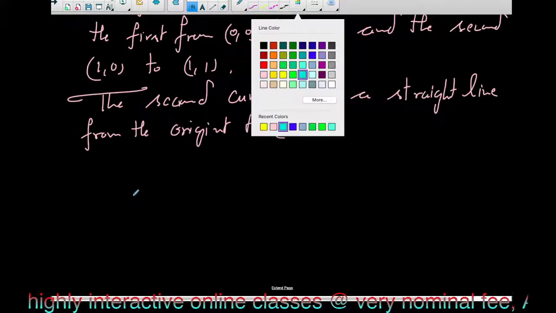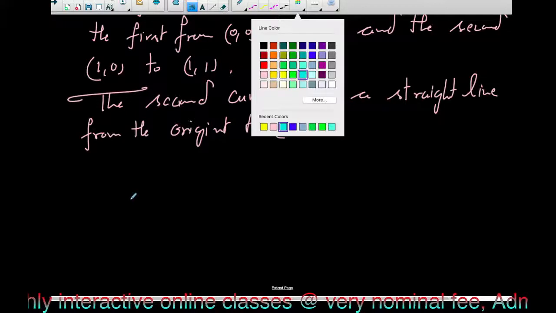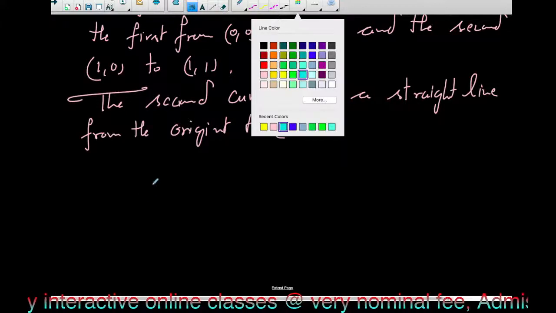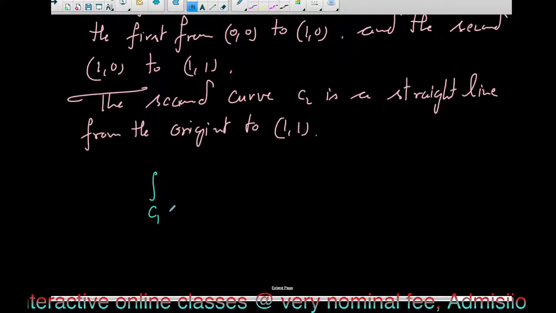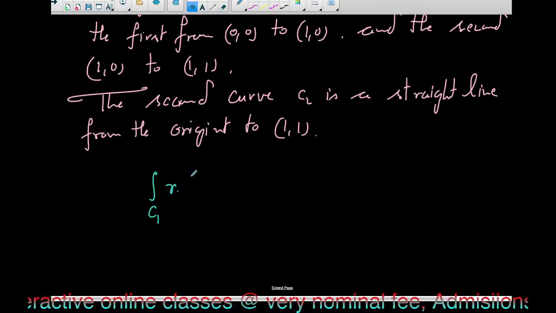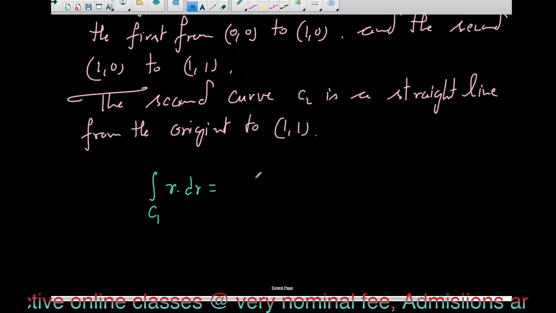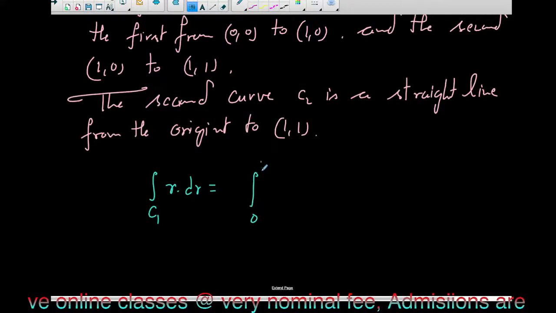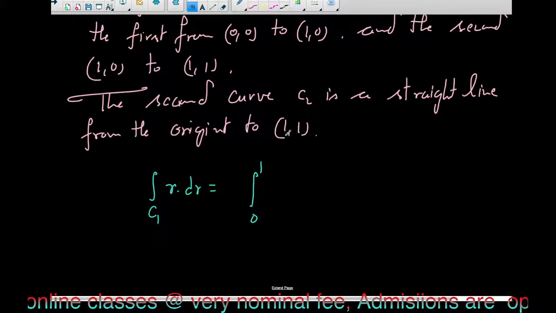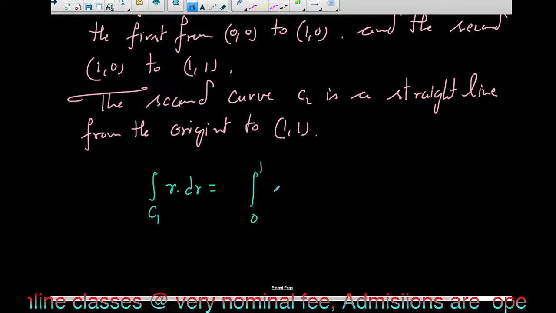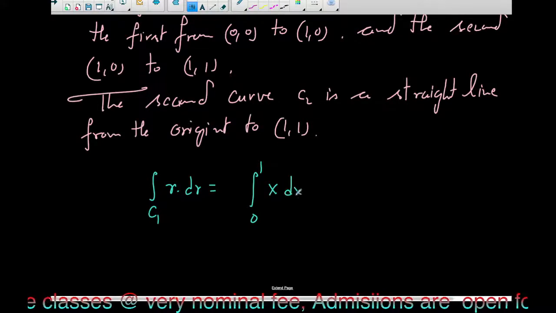So what do you compute here? You have to compute along the first curve, which requires two separate integrations. So the integral over C1, let's write C1 for the first curve, is r dot dr. First we go from 0 to 1, and what do we have to take for dr? We are going along the x-axis first, so for dr we will write dx i vector.